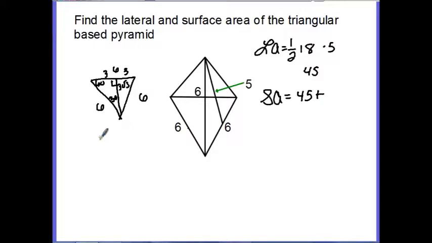Area of that triangular base. 1/2 my full base, which is 6, times my height, 3 root 3. Half of 6 is 3, times 3 root 3 is 9 root 3. That gives me a surface area of 45 plus 9 root 3.